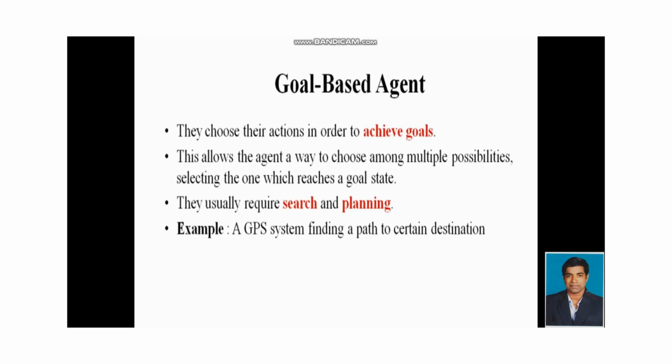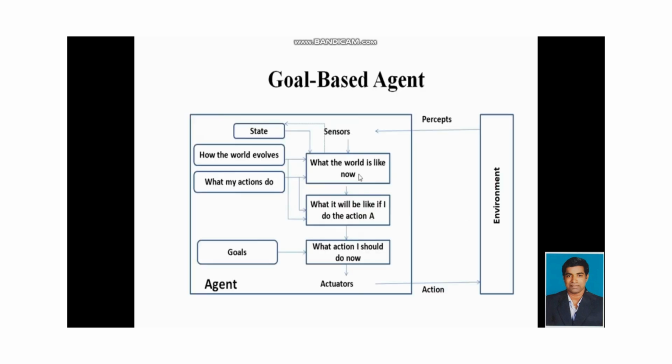Goal based agent. They choose their actions in order to achieve goals. This gives the agent a way to choose among multiple possibilities, selecting the one which reaches a goal state. They usually require search and planning. Example: a GPS system finding a path to a certain destination.